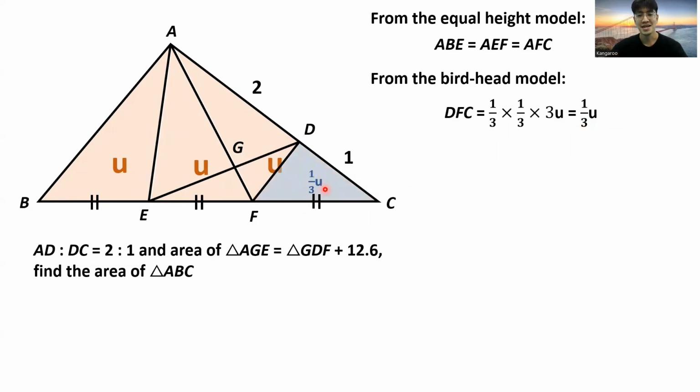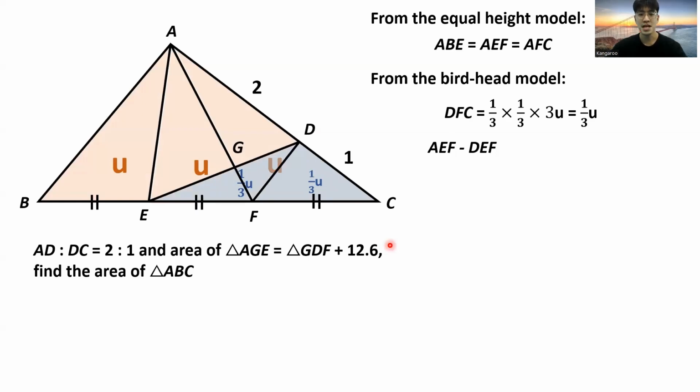And now we're just, again, one step away from the final answer. We see that DFC is 1/3 of U, and here is another equal height model, so that DEF should also be 1/3 of U. And from there, we see that the area of the triangle AEF minus the area of the triangle DEF is just 12.6. Why is that? This is also what we learned in our class. It's called the principle of fixed difference.